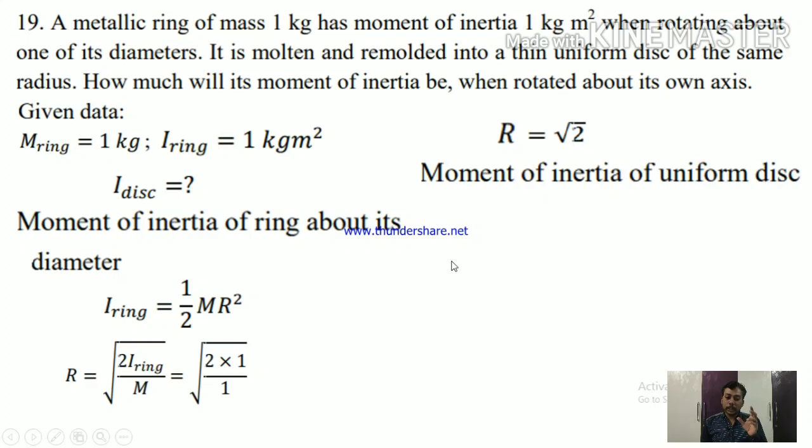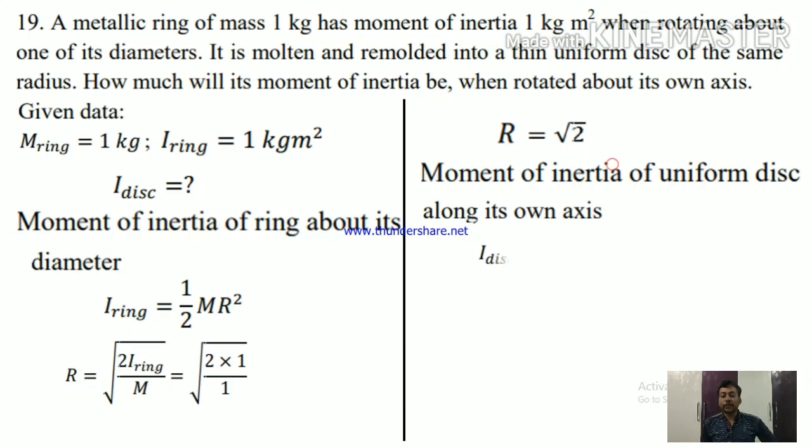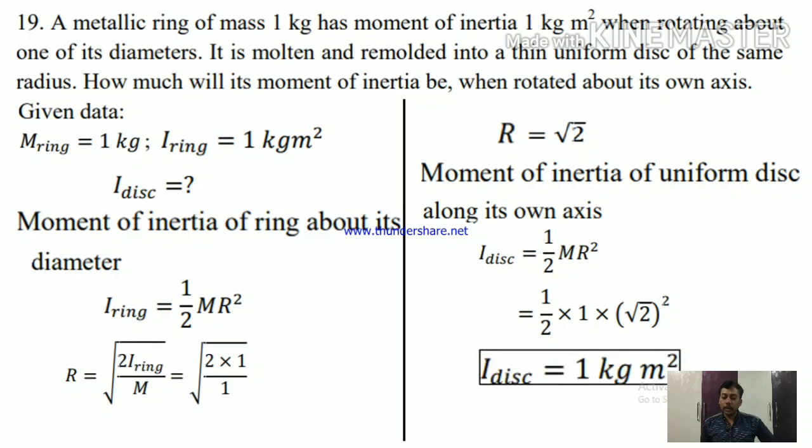Now this ring is molten and remolded into a uniform disc. So the moment of inertia of a uniform disc along its own axis is I disc equal to 1 upon 2 m r square. Now 1 upon 2 into 1, and r is equal to root 2. If we put this value, we get I disc equal to 1 kg meter square. So the most important thing here is only that the ring is molten and then remolded into a thin uniform disc. So ring is equal to disc, so the moment of inertia of both is the same.